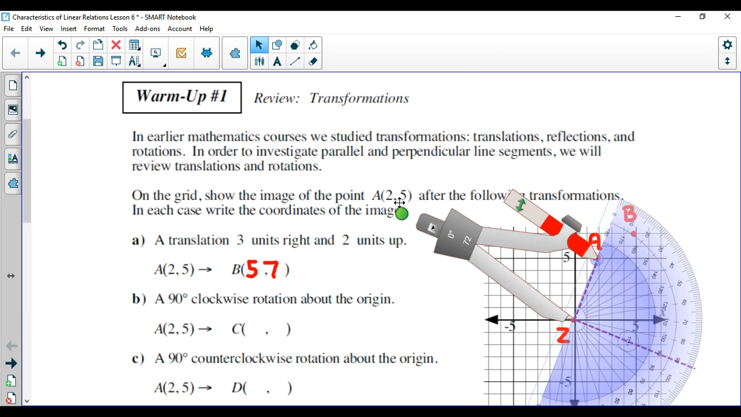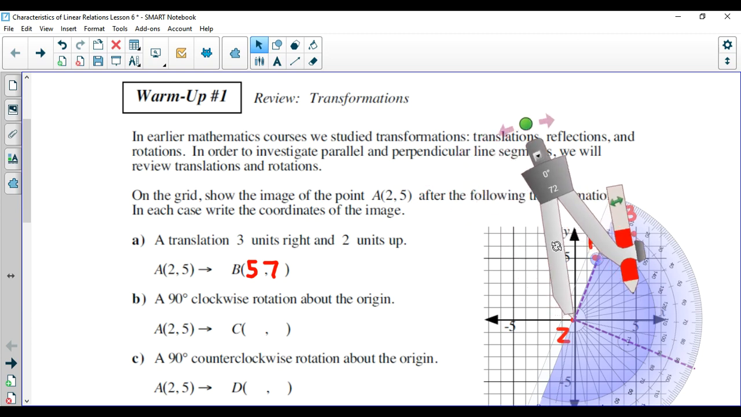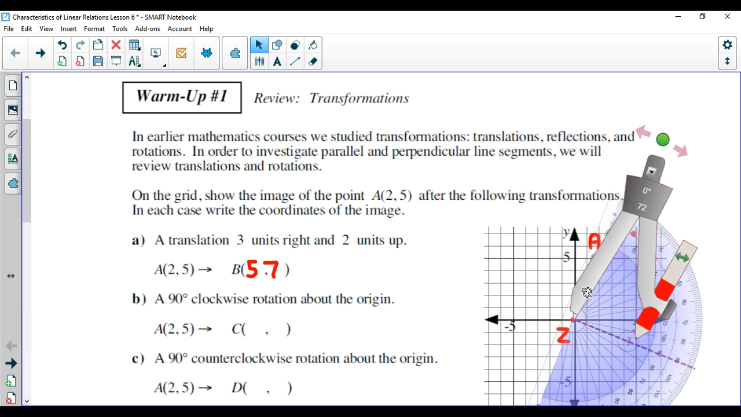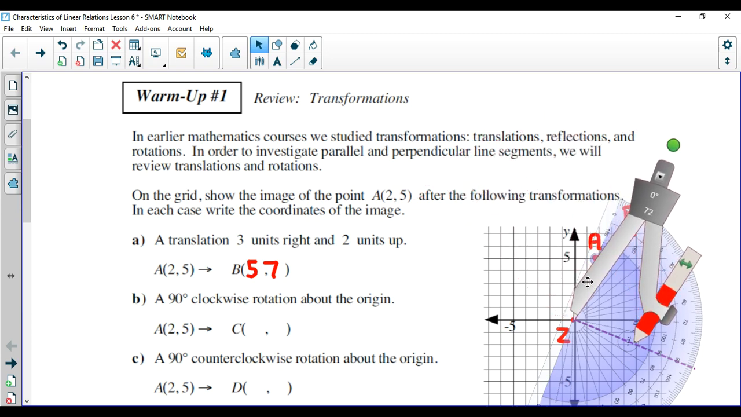Okay, now what I'm going to do is take the protractor and rotate it, and I'm going to stop rotating when I get along this line that's 90 degrees. So if I do that, it's going to stop about right here. Okay. Now that point, and we'll label it on the grid in a second here, looks like it has coordinates of 5, -2.